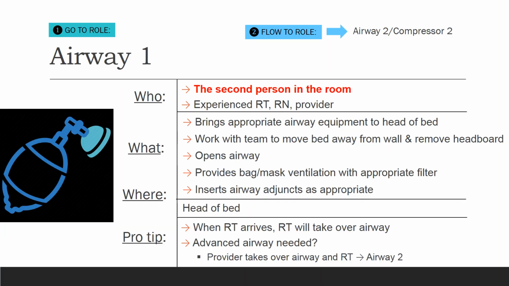The next role we will talk about is Airway 1, who is the second responder to the room, brings appropriate airway equipment, and positions themselves at the head of the bed. They will then open the airway and initiate bag valve mask breathing with appropriate size mask and viral filter in place as needed at the age-appropriate compressions to breaths ratio. Alternatively, if an endotracheal tube or tracheostomy tube is in place, they will attach the bag and viral filter and deliver breaths at a rate of 8 to 10 times per minute. The Airway 1 provider can be an experienced RT, RN, or physician.